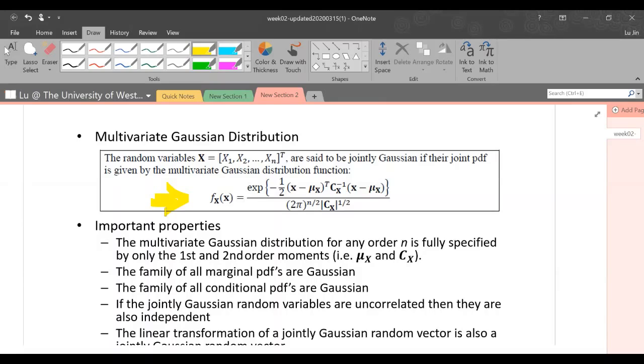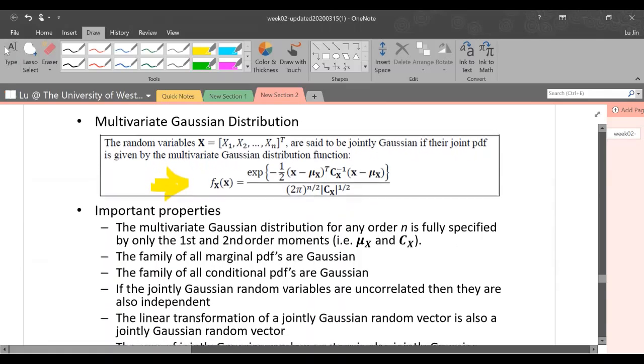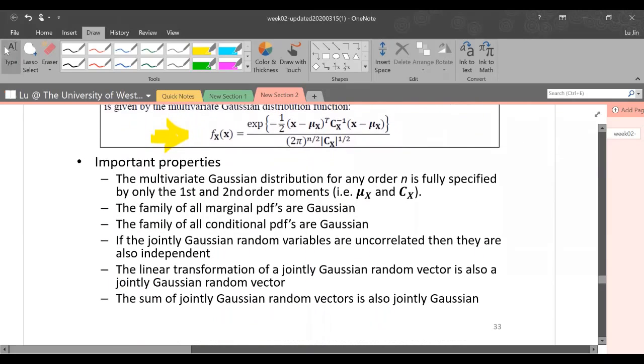The elements within the formula, for example, Cx. Now you know that it's a covariance matrix. The mu x, the mean vector. The lower x, the vector of the parameter. Something like that. So you must understand how to use them and how to derive them. Then after putting them into this formula, you derive the joint PDF for this jointly Gaussian distributed random variable vector. Okay, in addition to this joint PDF, some important properties are associated with these Gaussian distributed random variables.